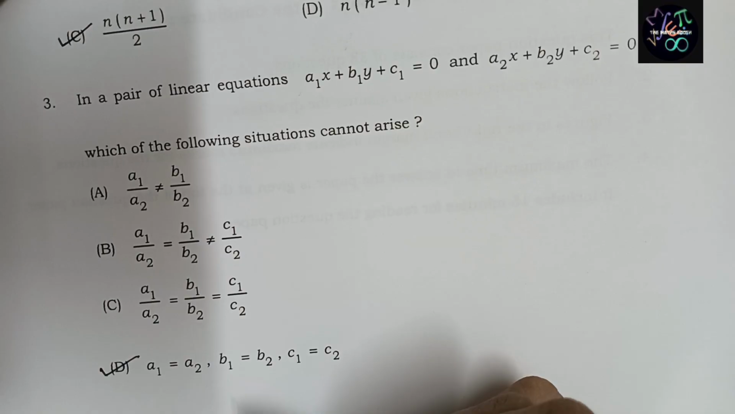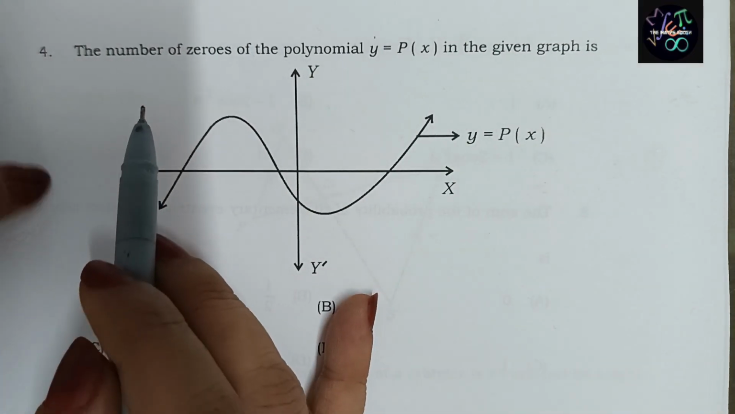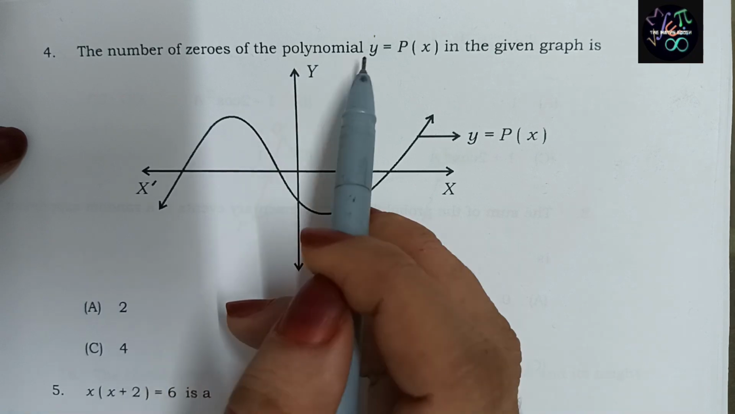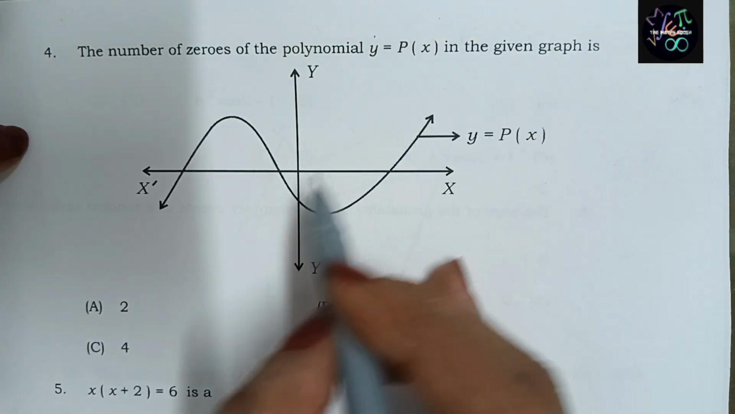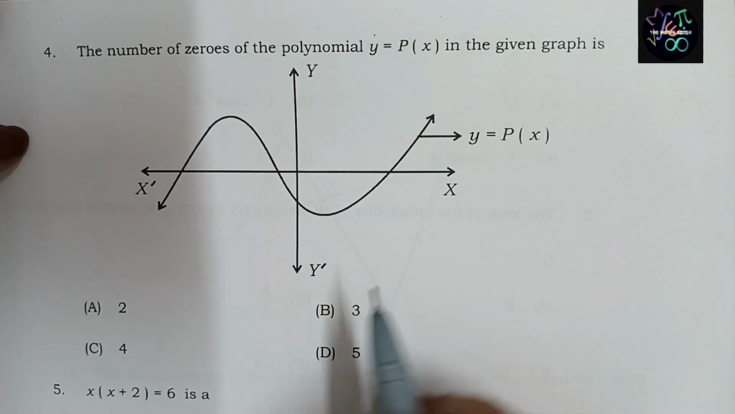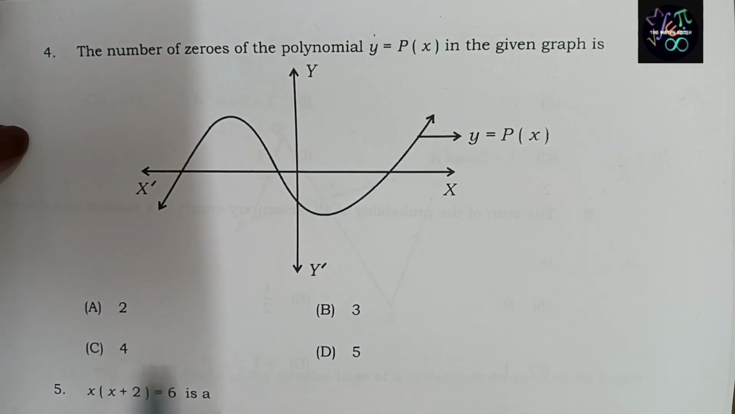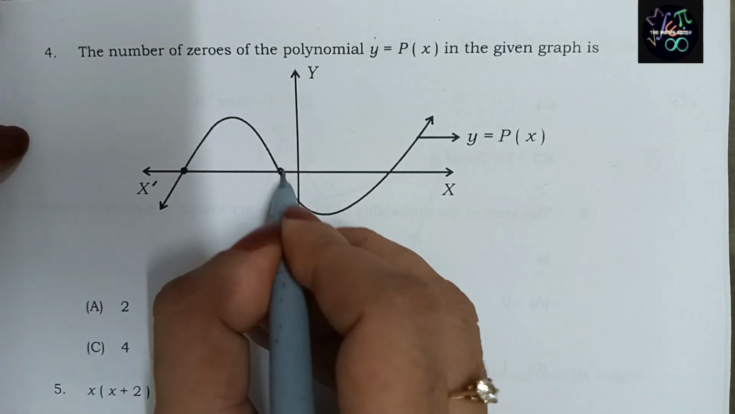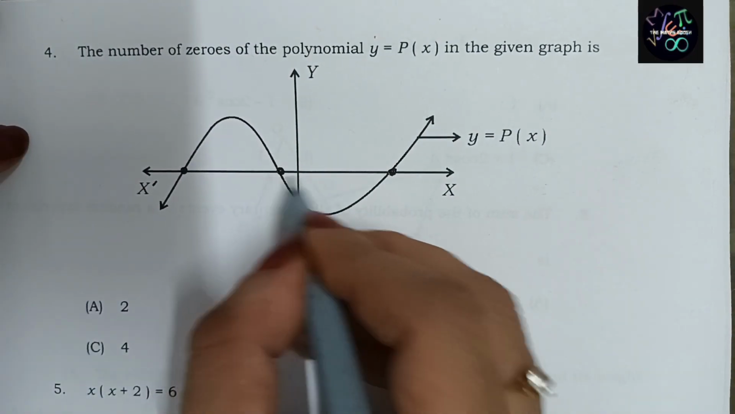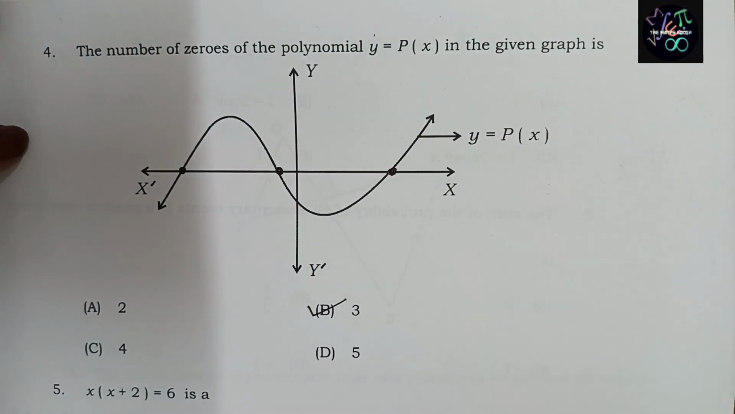Let us see the fourth question. The number of zeros of the polynomial y equals p of x in the given graph is? They have given option A as 2, B as 3, C as 4 and D as 5. So the number of zeros are 1, 2 and 3. In this way we have to find the number of zeros. So the correct answer is option B, 3.